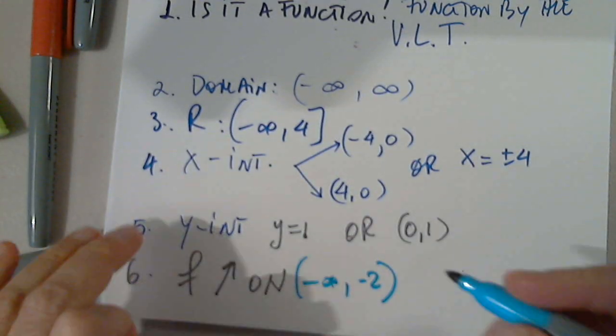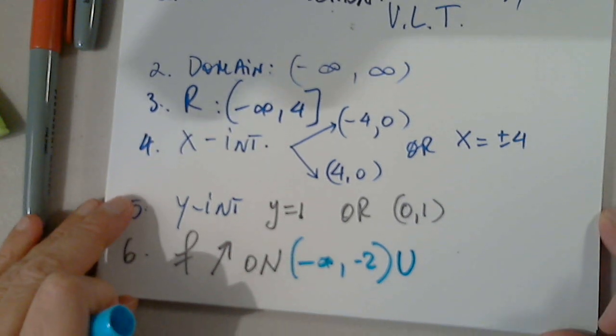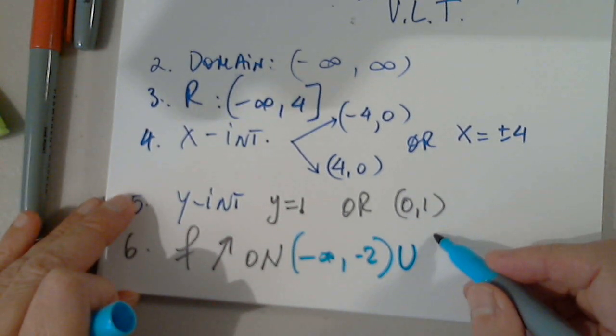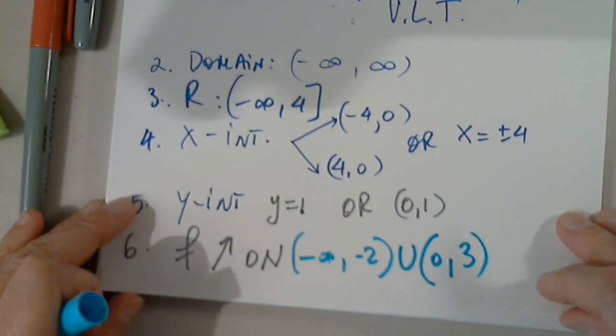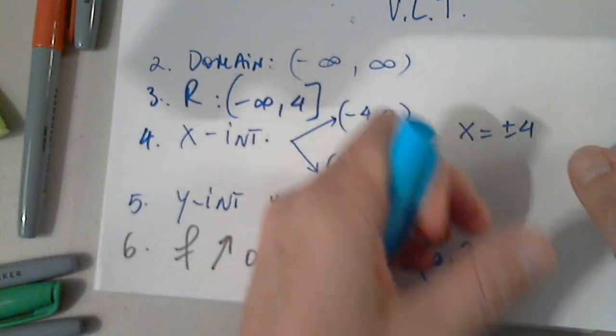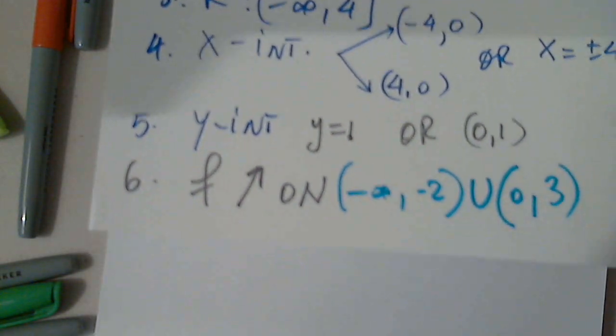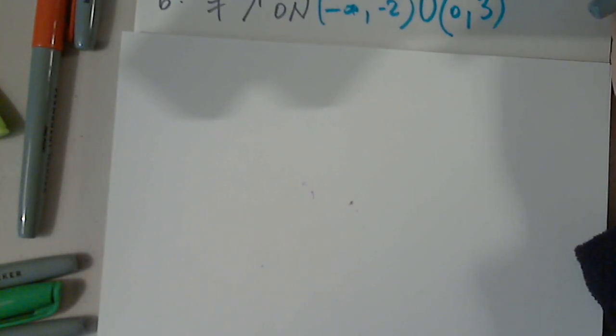Good. Union. And then 0 to 3. Excellent. Is that clear, everyone? Erin, is this clear? We're not looking at the y values. Is that understood?